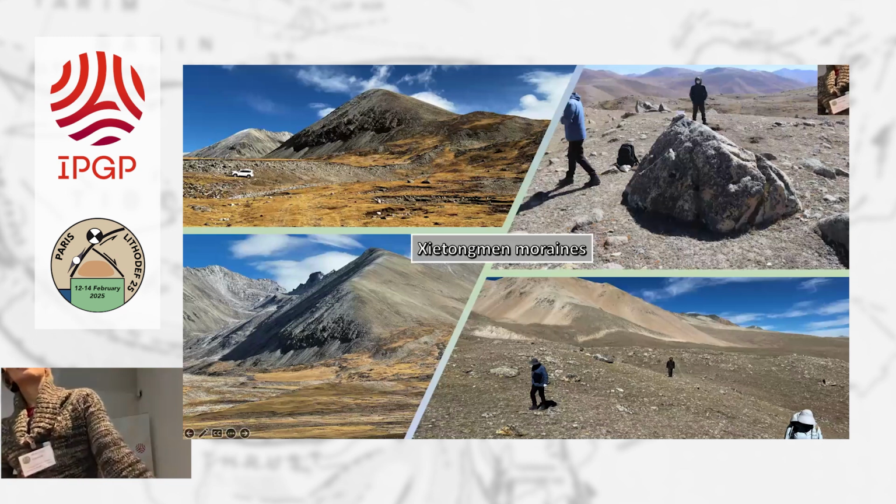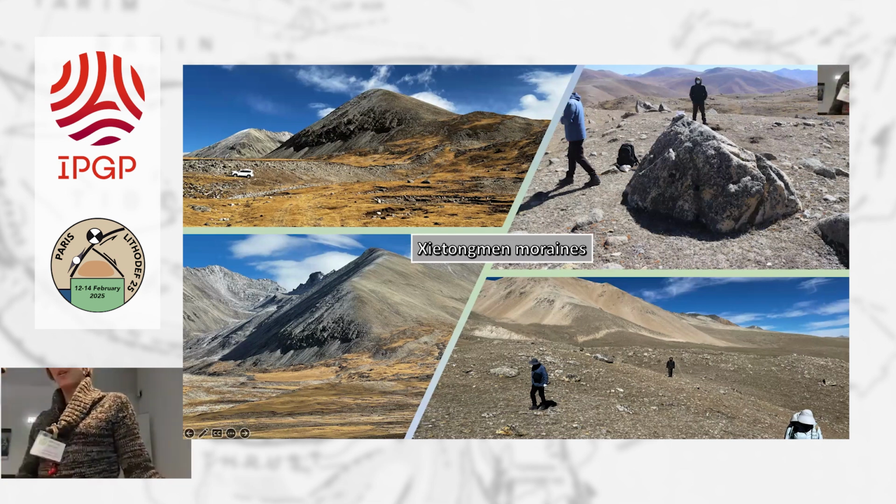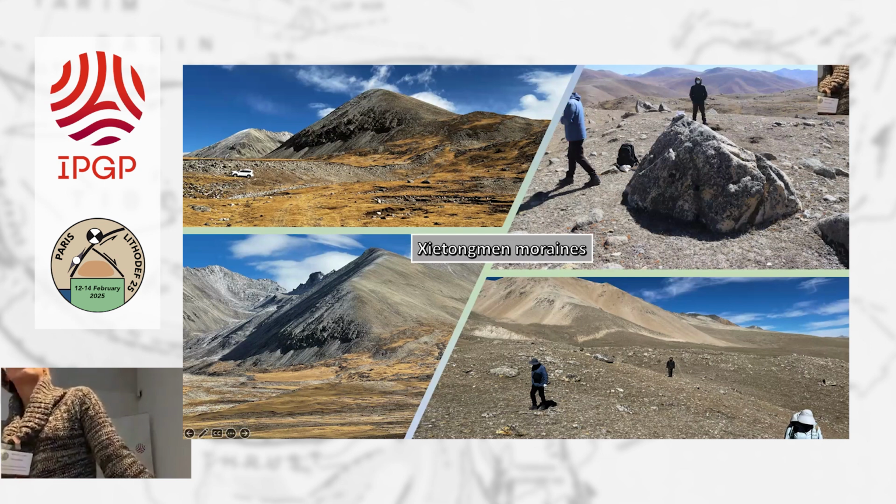So I'll just show you this. This is ongoing work. We sampled this very nice terrace and this moraine, which are clearly vertically offset. You can follow the scarp for quite a while. This is just north of the Yalutsanko suture. So we are waiting for the results.